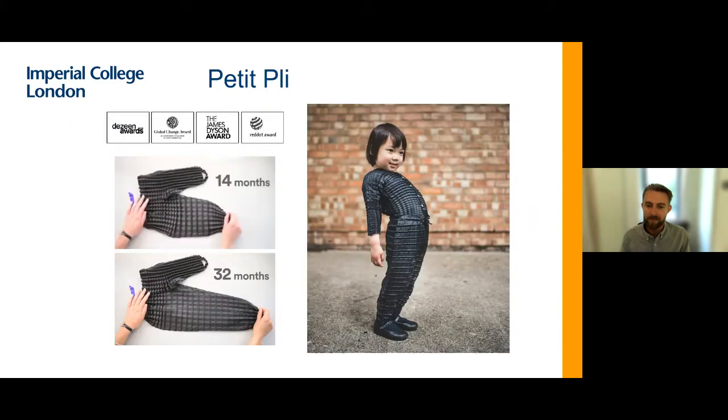This is Petit Pli, which is a solution to the fact that little children are some of the world's worst polluters because they grow so quickly and then their clothing and fashion ends up in the bin and ends up in our oceans as microplastics. These clothes use an origami-like concept in order to enable the clothes to grow with the young child.